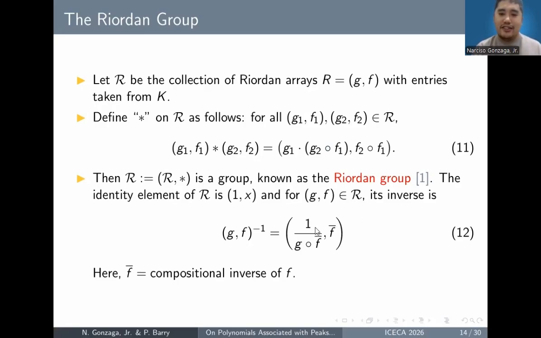And for any Riordan array, the inverse is given in equation 12, where f bar is the compositional inverse of f. Take note that the compositional inverse of a formal power series only exists if the power series is of order 1.